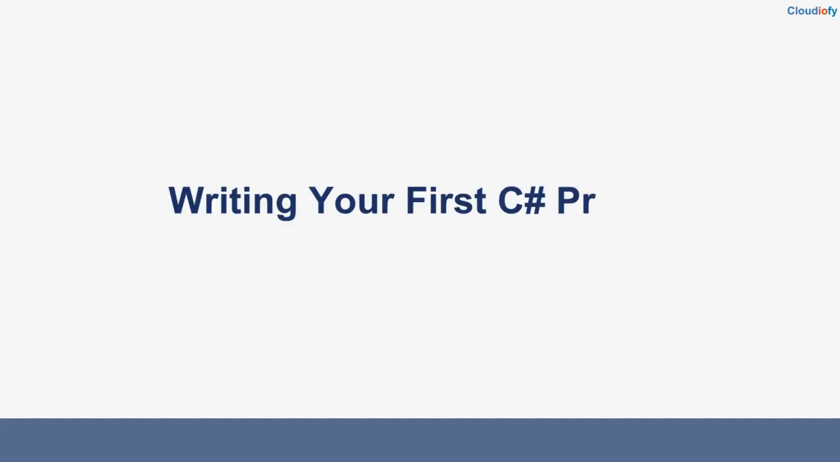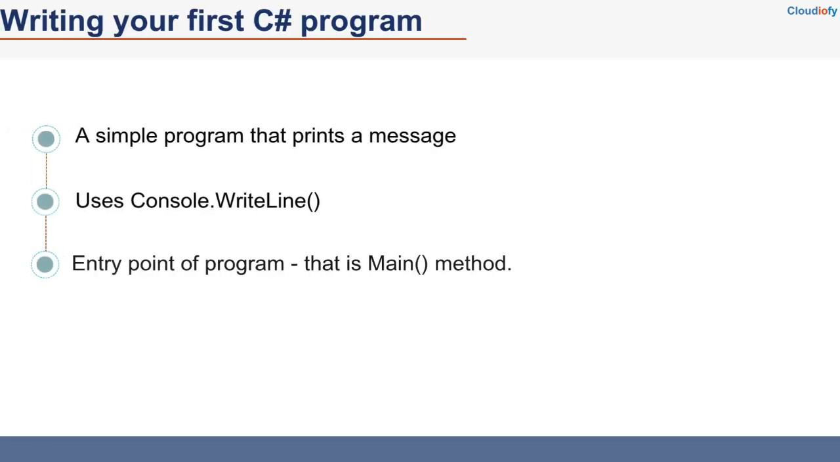Writing your first C# program. Here we start with a simple program that displays a message on the screen. It uses the method Console.WriteLine to print the message. And the program starts executing from the Main method, which is the entry point of every C# application.